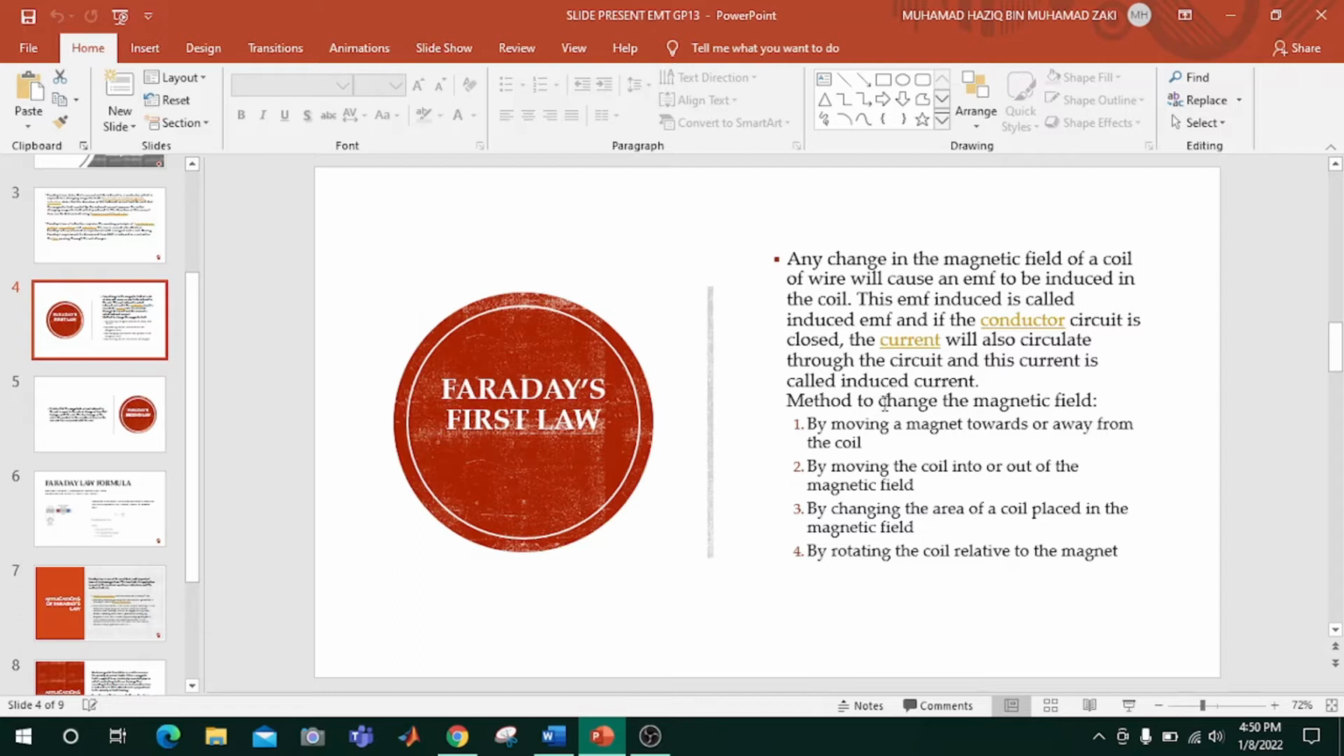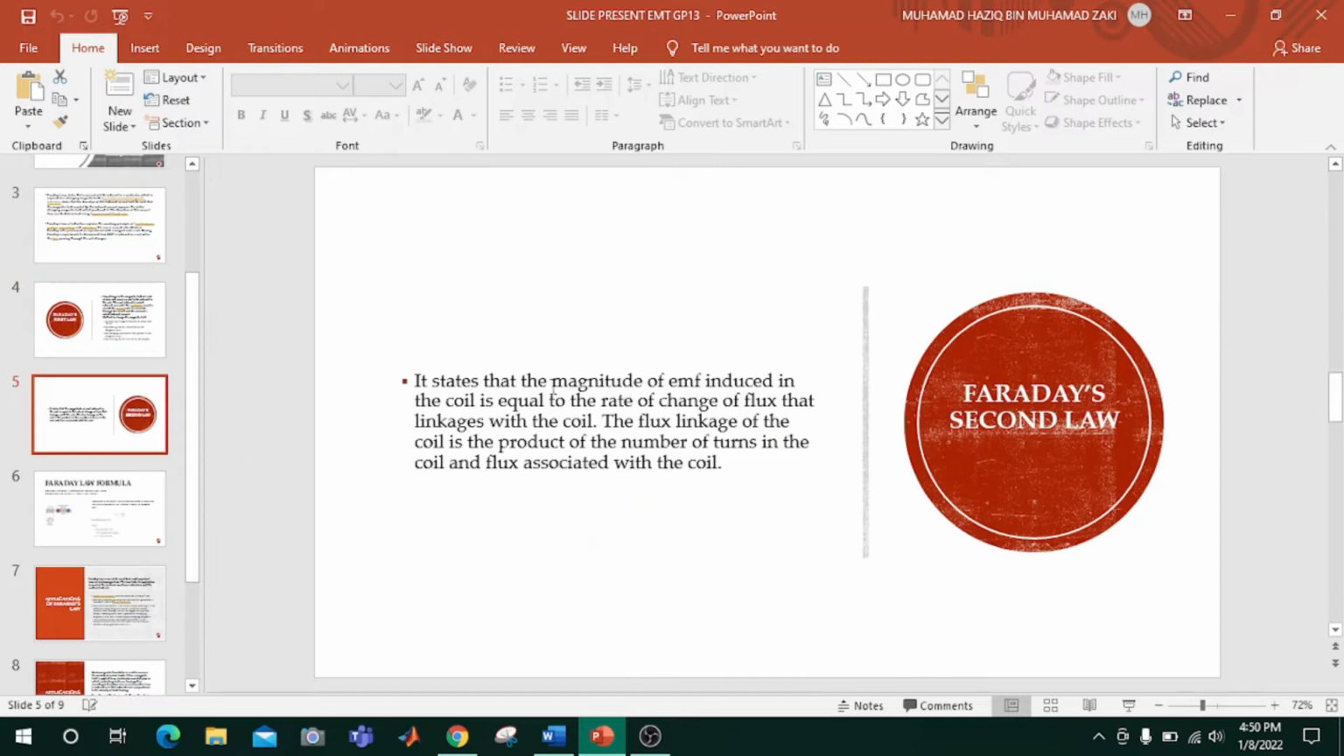There are methods to change the magnetic field. The first is by moving a magnet towards or away from the coil. Second, by moving the coil into or out of the magnetic field. Third, by changing the area of the coil placed in the magnetic field. Fourth, by rotating the coil relative to the magnet.